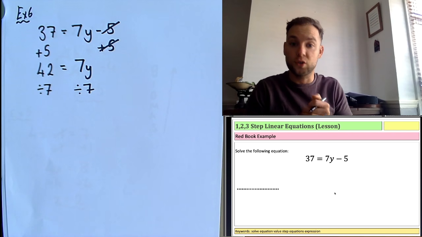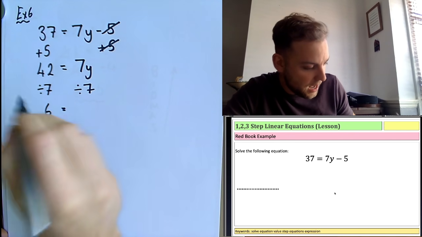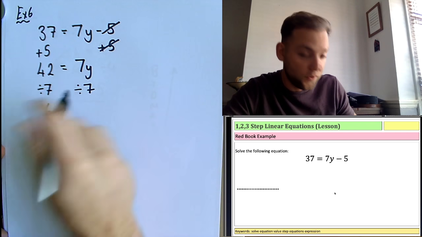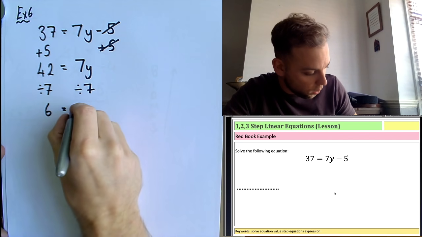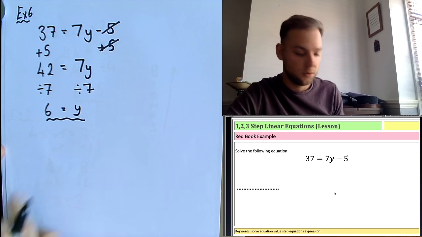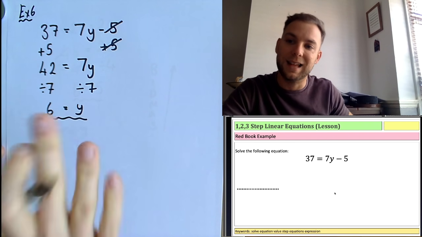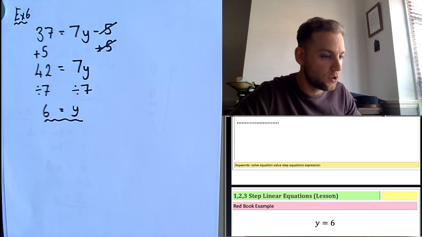So then I've got 42 divided by 7, which is equal to 6. And 7y divided by 7, I've got 7 divided by 7, that's 1. 7y divided by 7 is 1y. Like so. So y is equal to 6. It doesn't matter that it's that way round. Brilliant. So let's have a go at another question now.